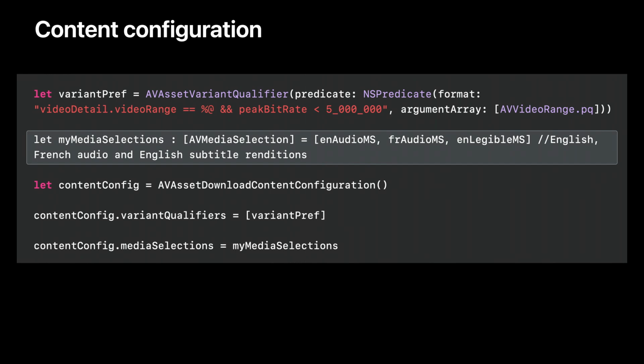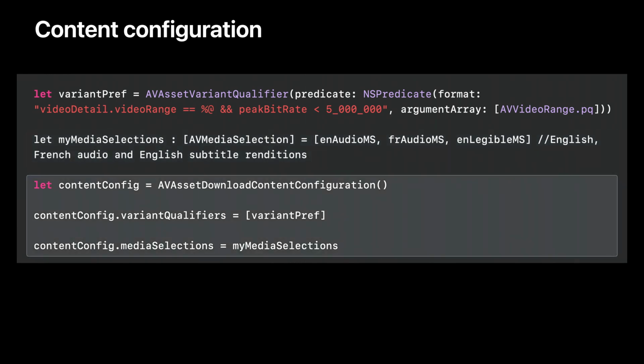Both of these can be used to create a content configuration object. You can create multiple of these content configurations and provide them to the download task. These multiple content configurations are tied together by the download configuration interface. This is the root which holds everything together.